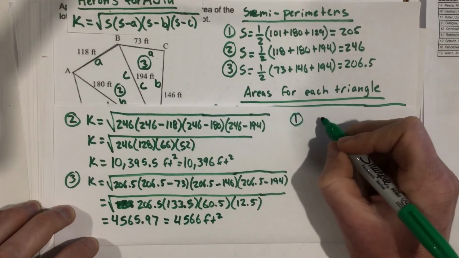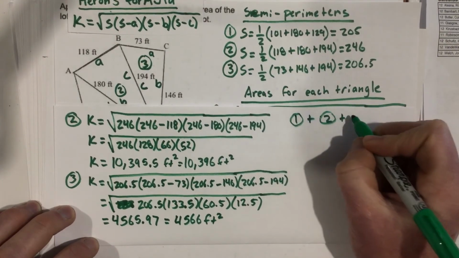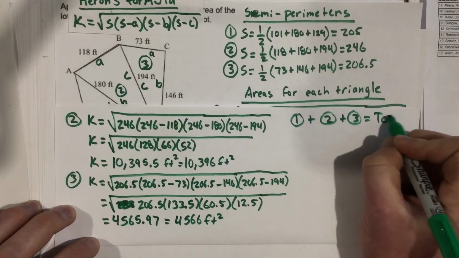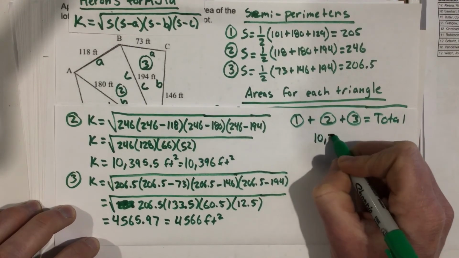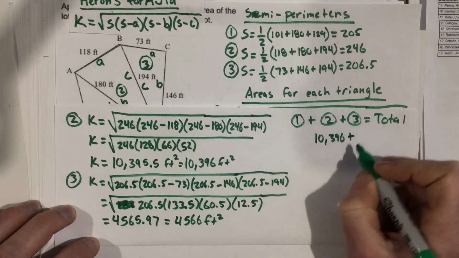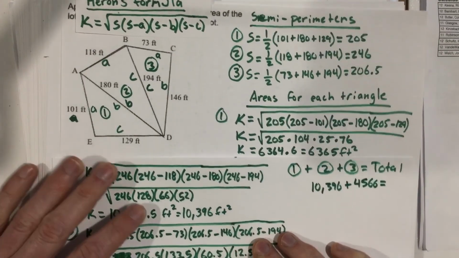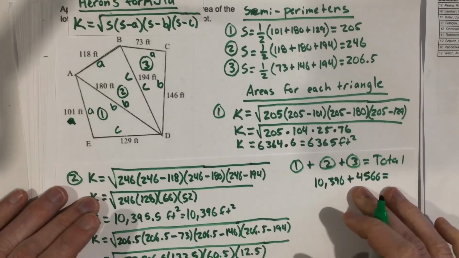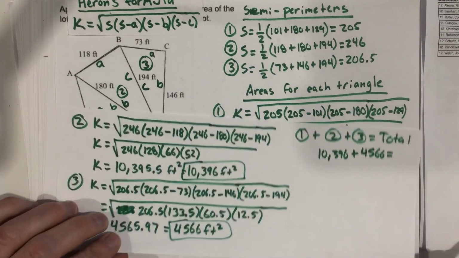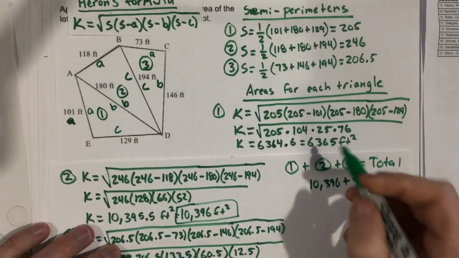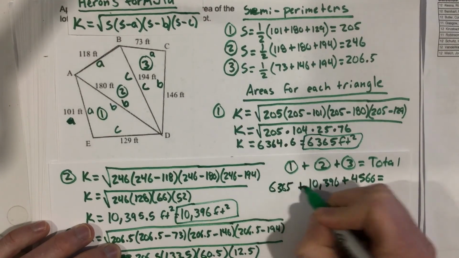So for 2 and 3, I'm going to write these up here. Remember, we need to add 1 plus 2 plus 3 will give us the total. So area 2 was 10,396. Area 3 is 4,566. So we just need to slide down a little bit, see what area 1 is. Area 1 was, I'm going to circle these so we can see them, 6,365. Add those up and you'll get your total.